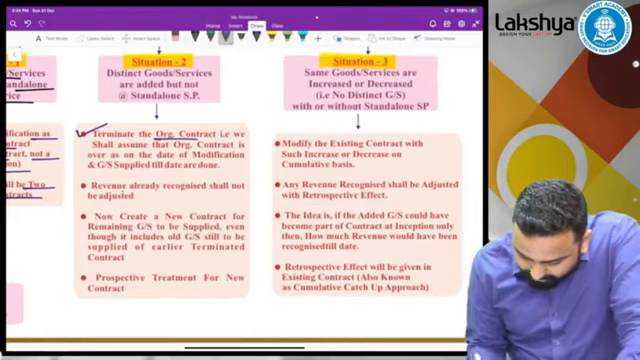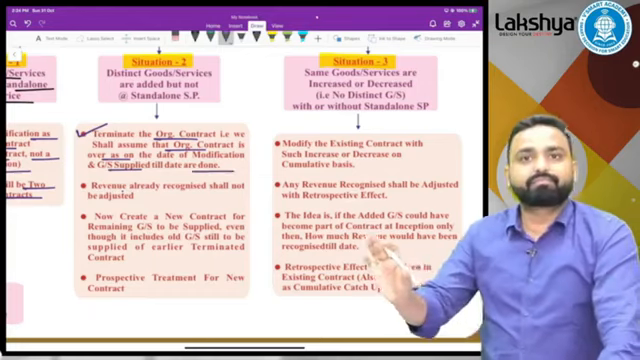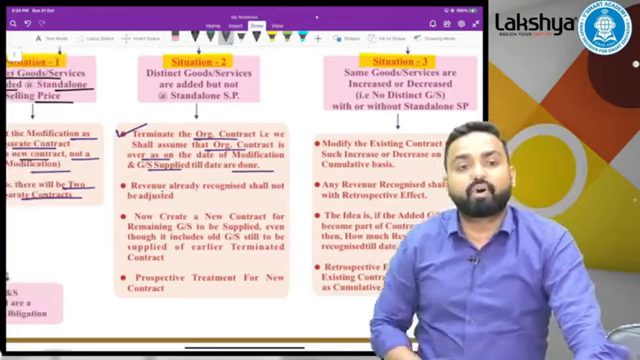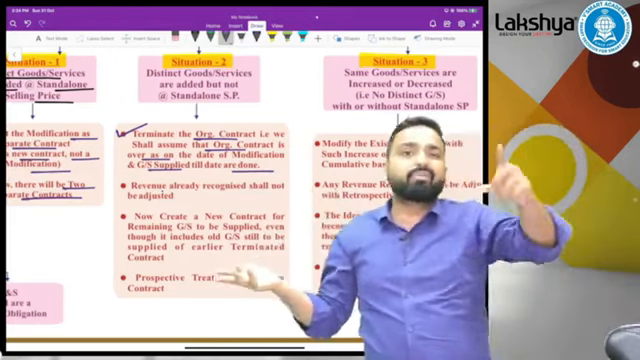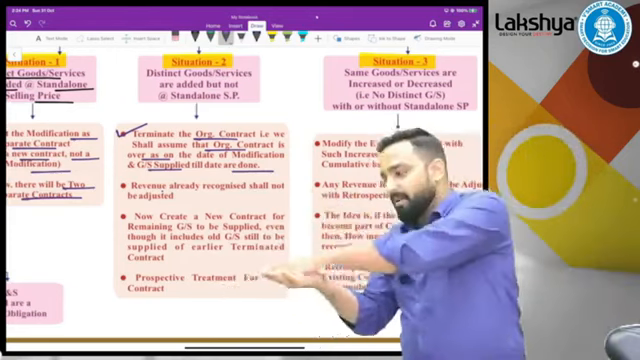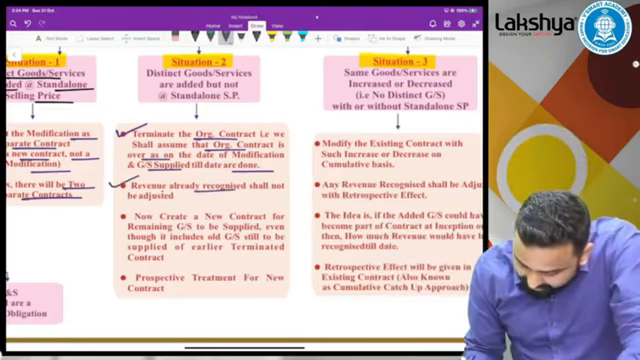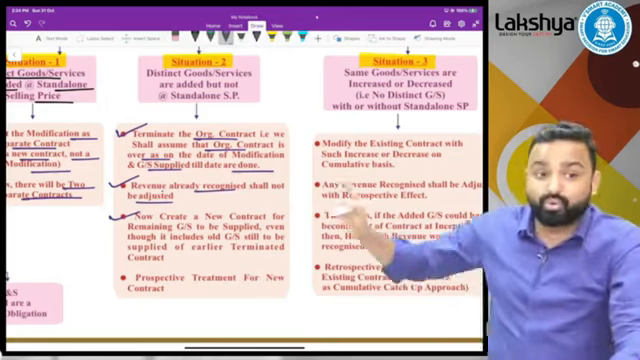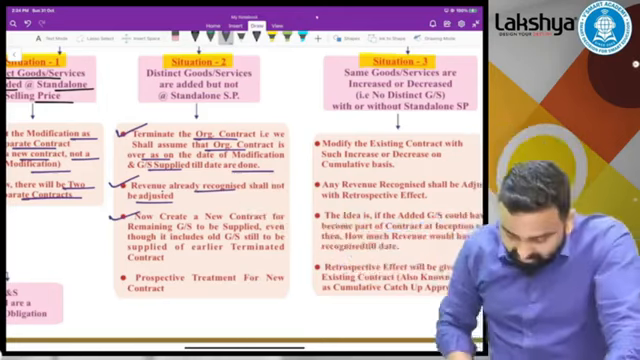So what is written? Terminate the original contract. That is, we shall assume that the original contract is over as on the date of modification and goods supplied till date are done. Sir, but we haven't supplied all the goods and services. Not an issue. Create a new contract, and whatever pending goods and services are to be supplied will become a part of the new contract. Revenue already recognized shall not be adjusted. No need to disturb any revenue which is already recognized.